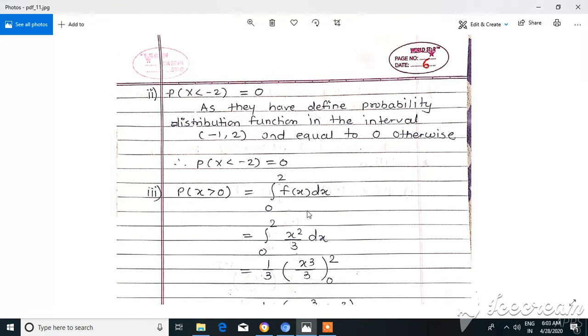So the second problem, probability x less than -2 equals 0, that we already wrote here. Why? Because the function is defined between -1 to 2. Rest of all it is 0. I hope you understand.